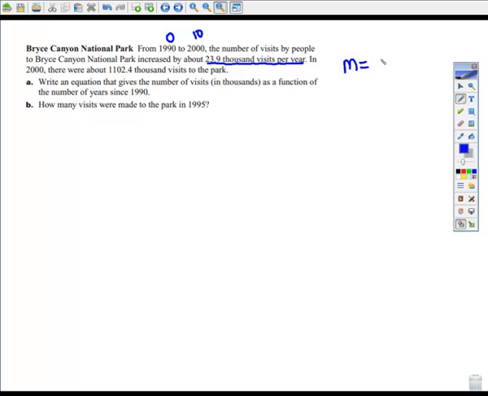So my slope is 23.9, I know it's in thousands, and my point is in the year 2000, which is year 10, we had 1,102.4 thousand, so there's my point. Write an equation that gives the number of visits in thousands as a function of the number of years since 1990. When they say as a function of, that's code for saying slope-intercept form. So as a function of does not mean point slope, it means slope-intercept form.